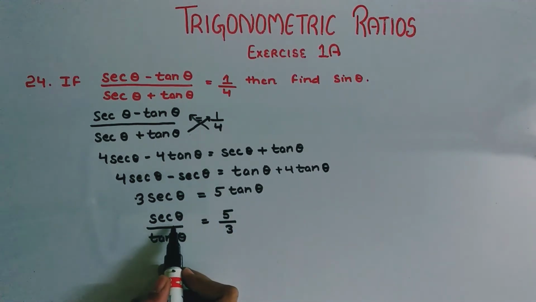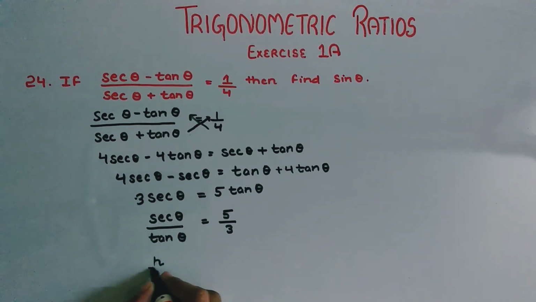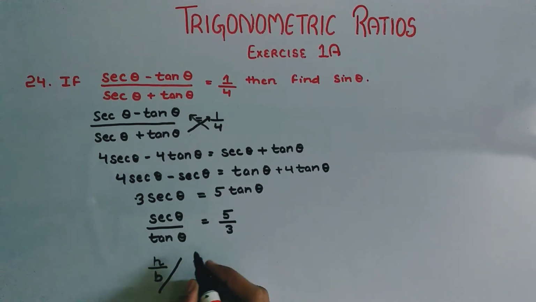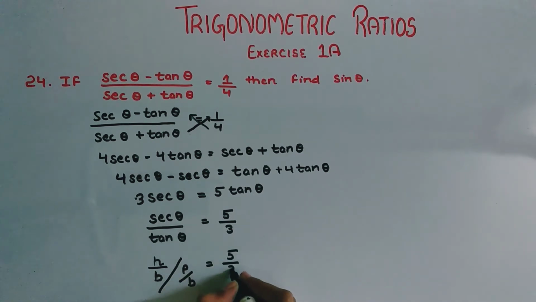Now we know that secant of any angle theta is hypotenuse divided by base, and tan of any angle theta is perpendicular divided by base, that is equal to 5 divided by 3.